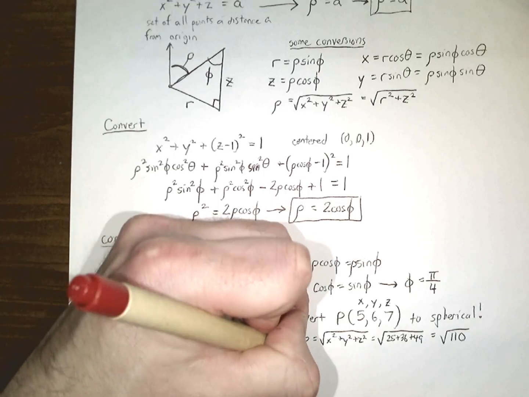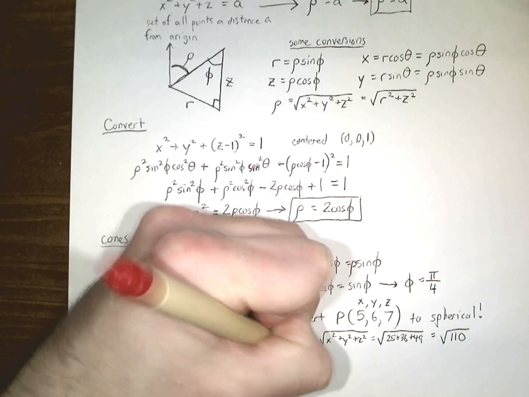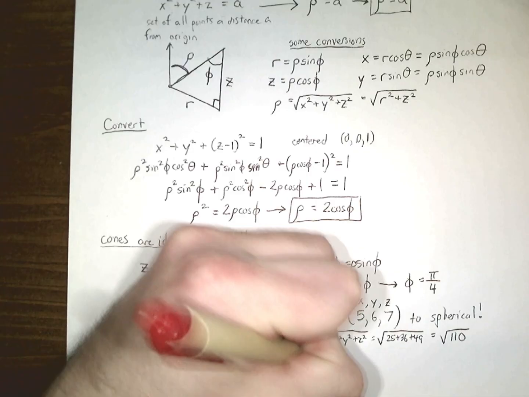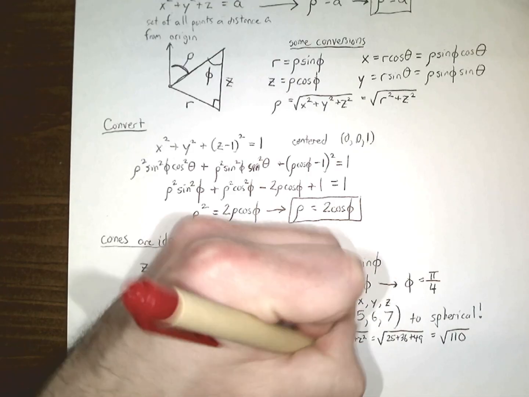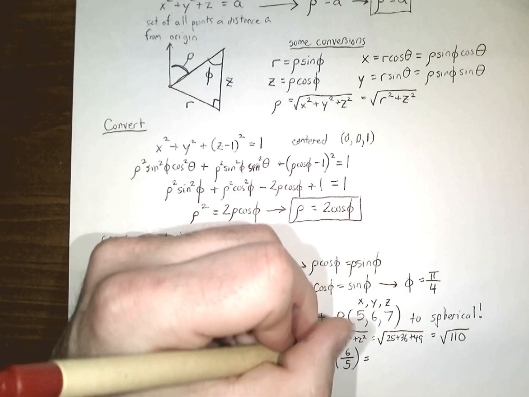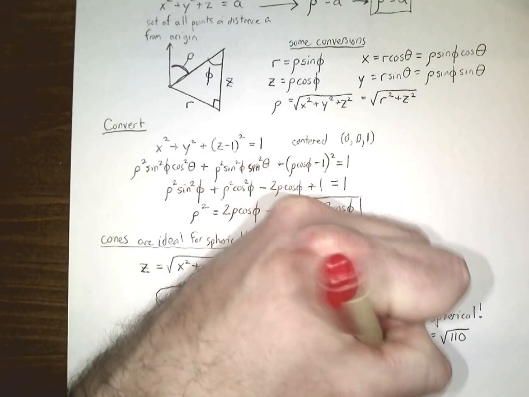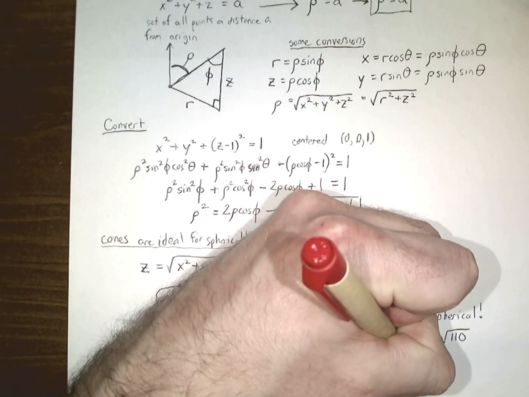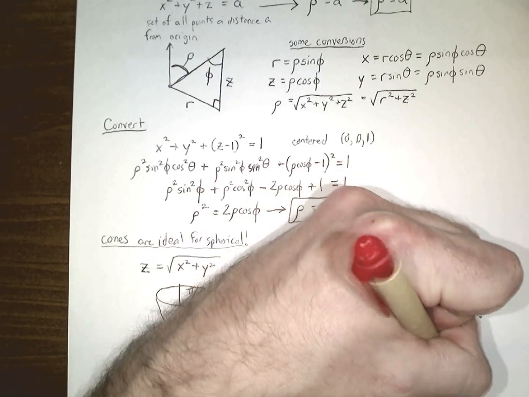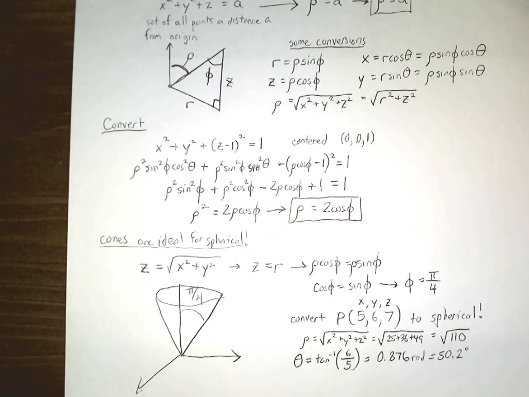The angle theta is found by the usual y over x inverse tangent of that ratio. So here we're going to have inverse tangent of 6 over 5. Calculator tells me that is about 0.876 radians, or 50.2 degrees.